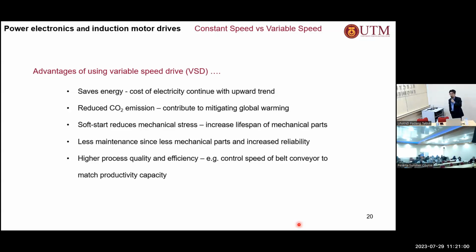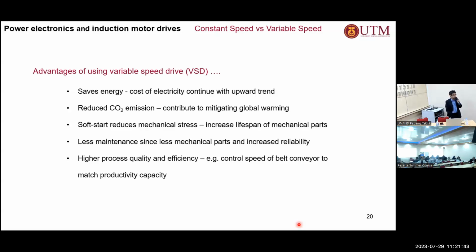And with variable speed drives, you can also control the starting torque. If you connect the machine direct online, then at start the machine will produce a very high torque, which introduces stress to the mechanical parts of the system. However, if we use a variable speed drive, then we can gradually increase the speed, which means that we are reducing the mechanical stress. Therefore, we can increase the lifespan of mechanical parts, and they require less maintenance, since the reliability of the mechanical parts is increased because of that slow starting torque, for example, or starting current.